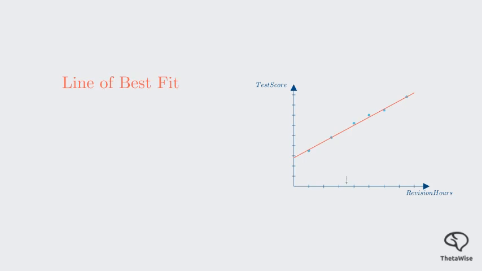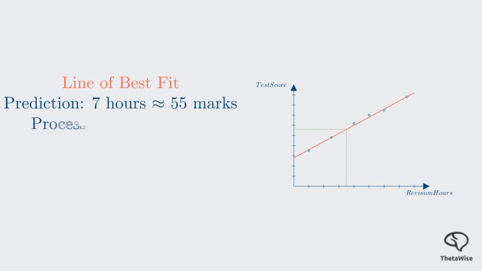We can now use this line to make predictions. Suppose we want to estimate the score of a student who revised for 7 hours. We find 7 on the x-axis, move up to the line, and then read across to the y-axis. Based on our line, we would predict a score of approximately 55 marks. This process of predicting values within the range of our data is called interpolation.